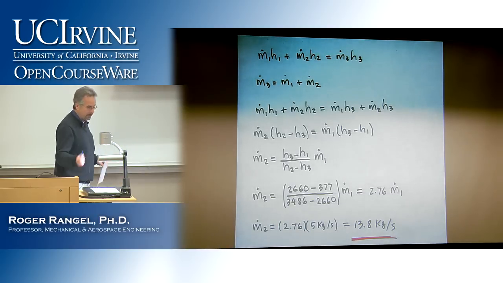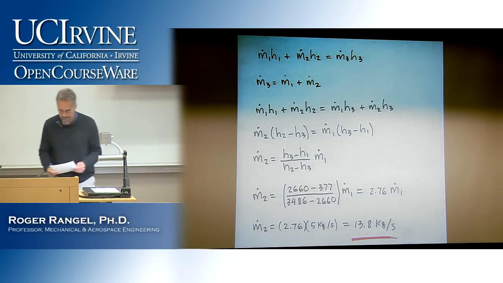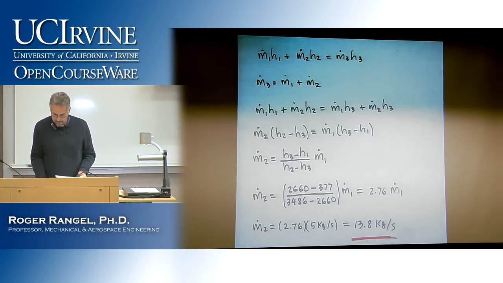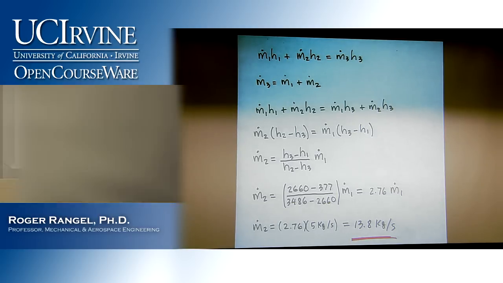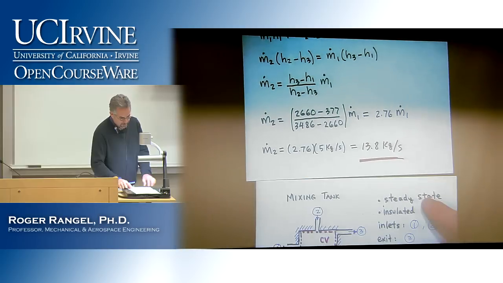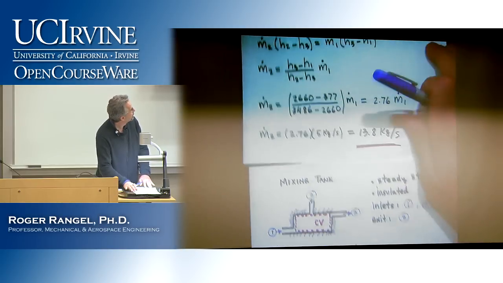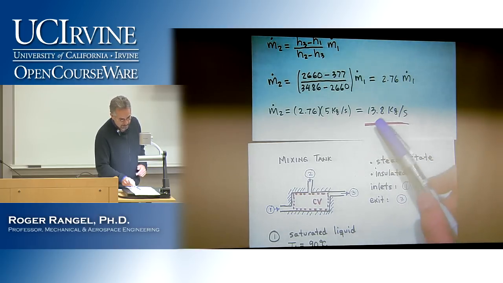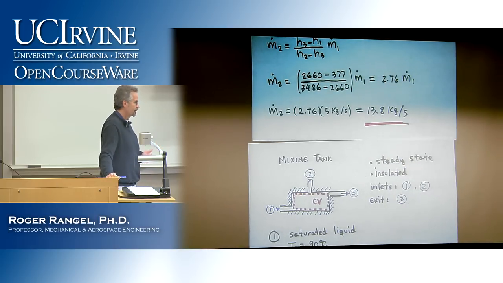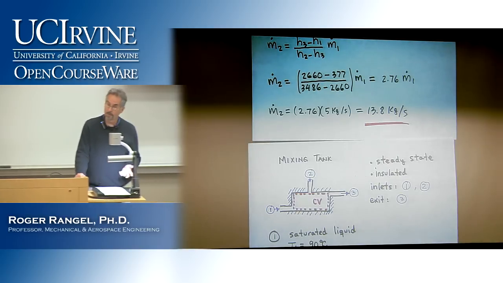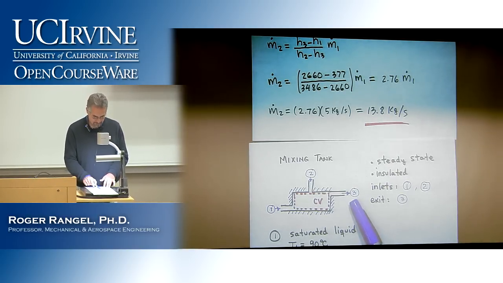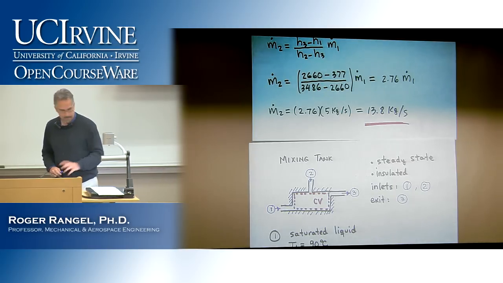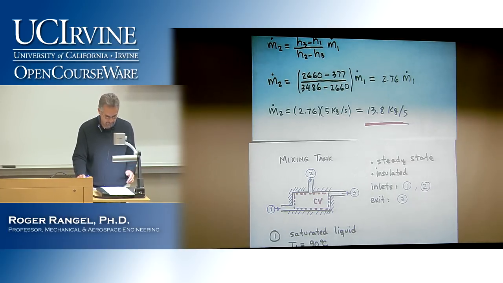And if you plug in the 5 kilograms, then you get that you need 13.8 kilograms per second of superheated steam to come in here at 2 to produce, of course, 13.8 plus 5, 18.8 kilograms per second of saturated vapor coming out at 3, because everything out is going to be saturated vapor.